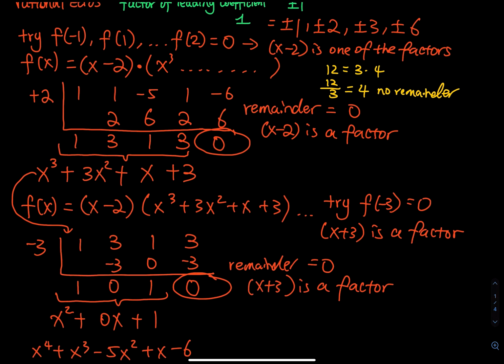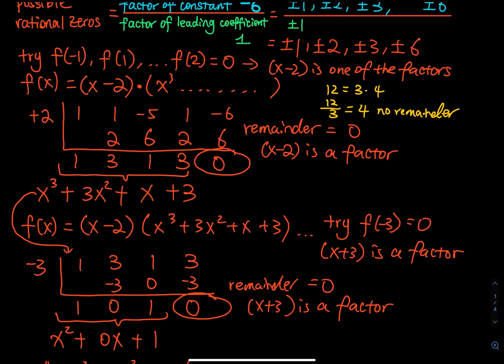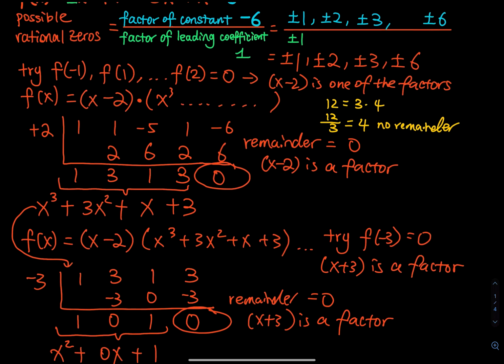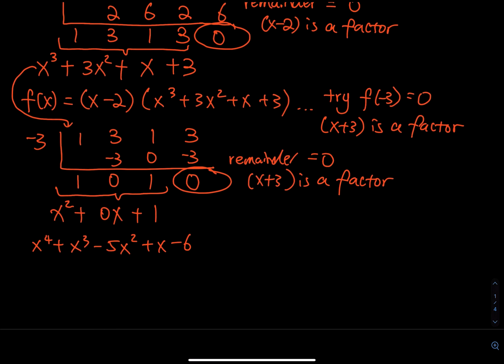And then at the very beginning, we figure out the possible rational zeros right here, the blue and green. And then we try everything in this list, and then we found that f of 2 is equal to 0. So x minus 2 is a factor, and then we perform a synthetic division. So the synthetic division is right over here.